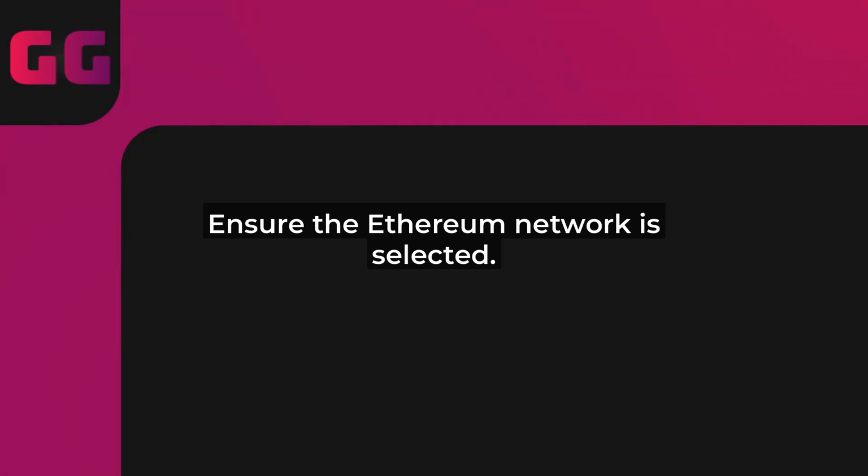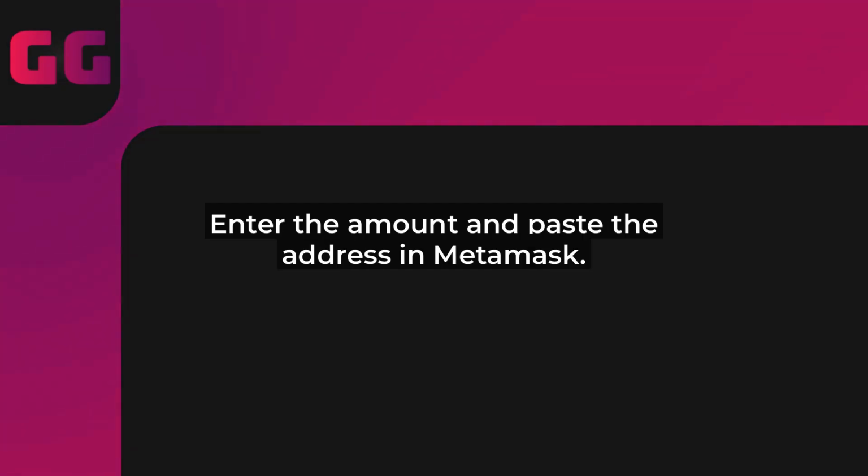Now, back in MetaMask, click on the USDT token in your assets. Hit Send, and paste the Crypto.com address into the recipient field. Enter the amount you want to send, but don't forget to leave some ETH for gas fees. That's the fuel for your transaction. Review everything twice, then confirm the send.